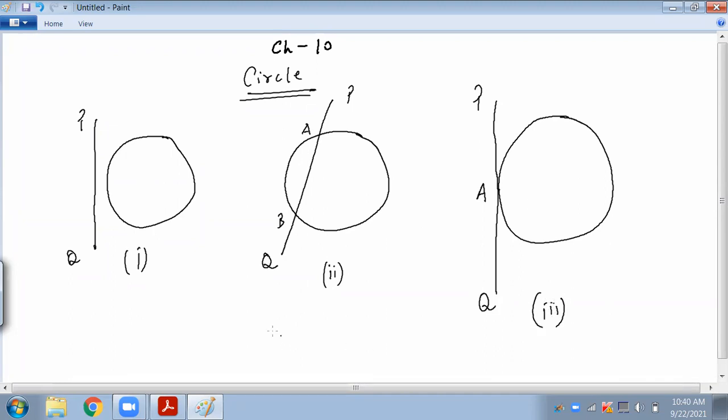Okay, I've drawn three figures. In the first figure, we have a line and a circle, and the line is not touching or cutting the circle. In the second figure, we have a circle and a line, and the line is cutting the circle at 2 points A and B. And in the third figure, we have a circle and a line, and the line is touching the circle at 1 point. Now, if the line cuts the circle at 2 points, then that line is called a secant.